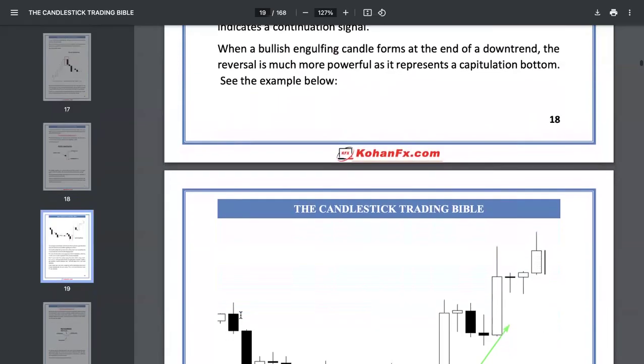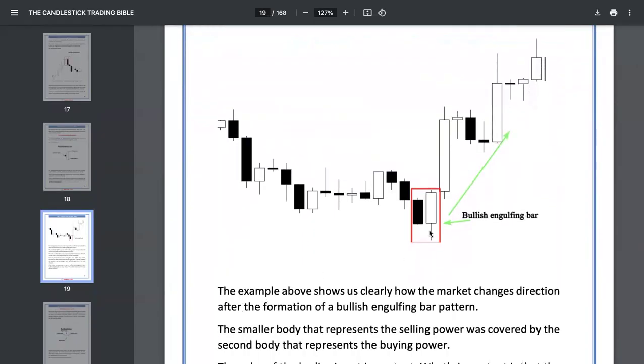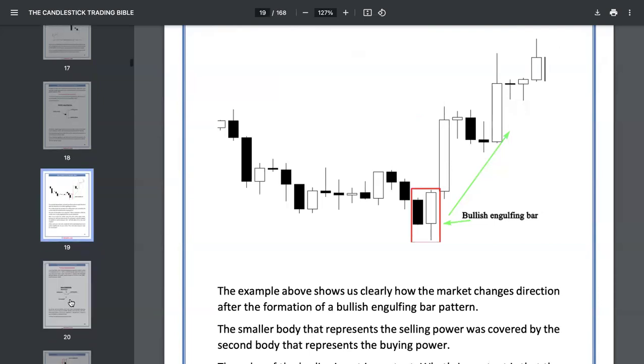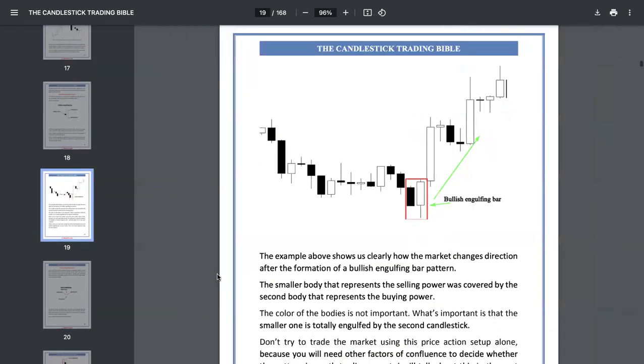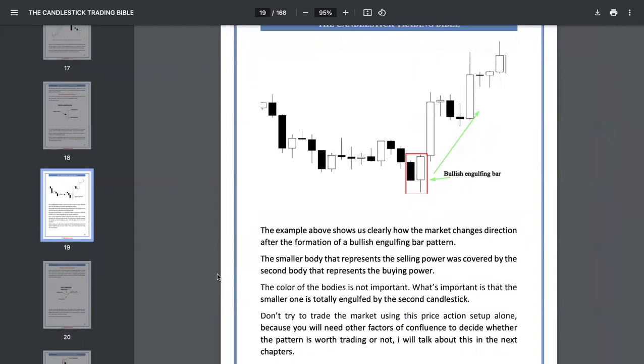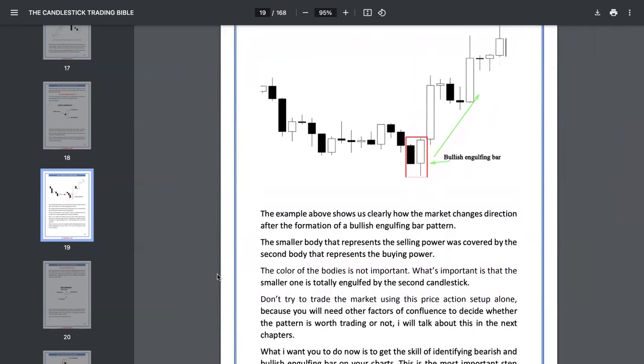In the example provided here, we can see that we have a bullish engulfing bar off of a downtrend, and then we have the trend reversing into an uptrend. The example above shows us clearly how the market changes direction after the formation of a bullish engulfing bar pattern. The smaller body that represents the selling power was covered by the second body that represents the buying power.